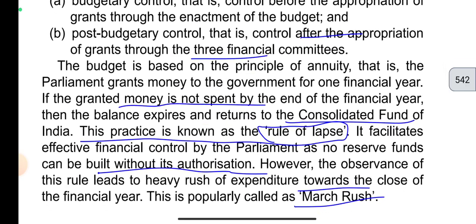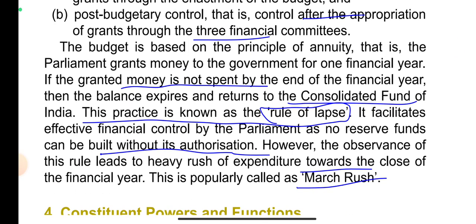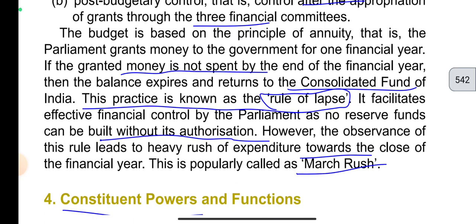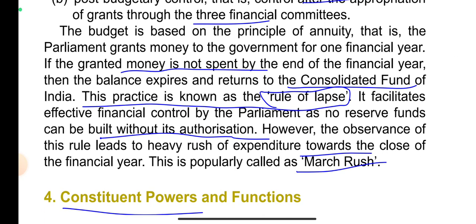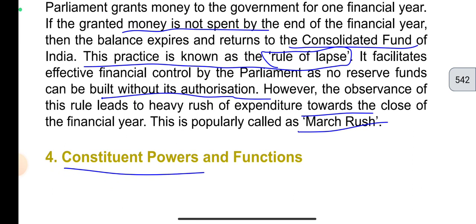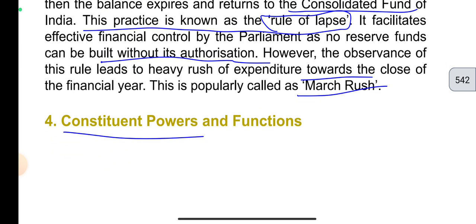The budget is based on the principle of annuity, that is, the Parliament grants money to the government for one financial year. If the granted money is not spent by the end of the financial year, then the balance expires and returns to the Consolidated Fund of India. This practice is known as the rule of lapse. It facilitates effective financial control by the Parliament, as no reserve funds can be built without its authorization. However, the observance of this rule leads to heavy rush of expenditure towards the close of the financial year. This is popularly called March rush.